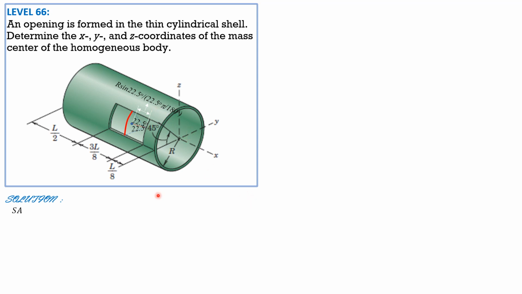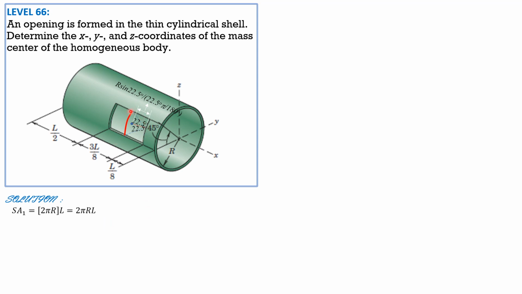For the surface area 1, it is circumference times length. The circumference is 2 pi r, the length of this path, then times the length in that direction, L. So 2 pi r L. It's like if you cut this shell and flatten it out, it looks like a rectangle with the length 2 pi r and in that direction L, so 2 pi r L.